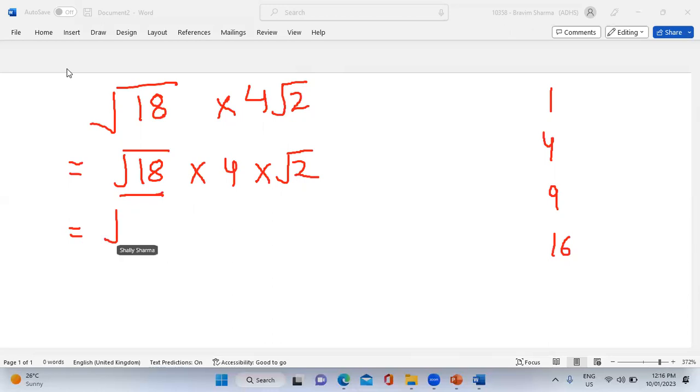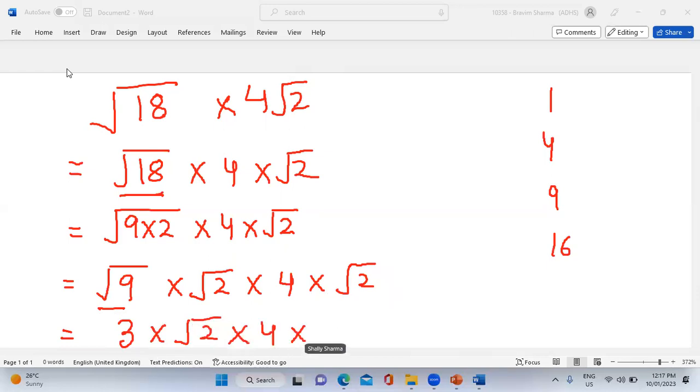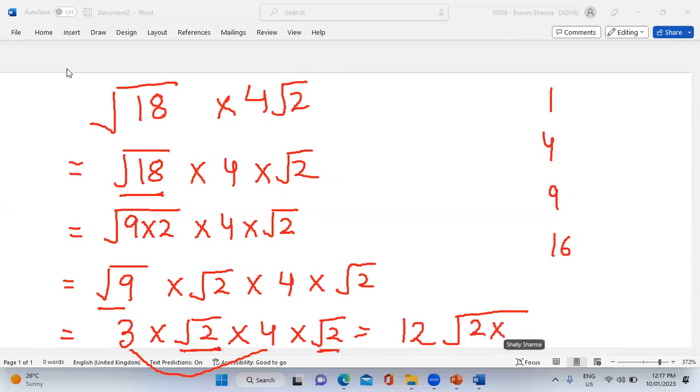So either you do it that way. So it will be square root of 9 times 2 and then times 4 times 2. So this will be square root of 9 times square root of 2 times 4 times square root of 2. Square root of 9 is 3 times square root of 2 times 4 times square root of 2. The non-surd part, which is 3 and 4, can be multiplied together, which makes 12. And then in the surd sign, we can write this square root 2 times square root 2. So it is 2 times 2.